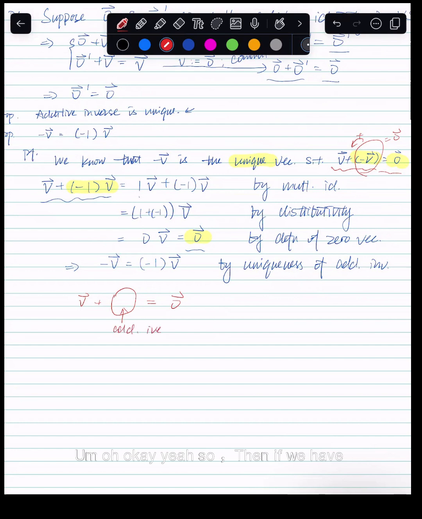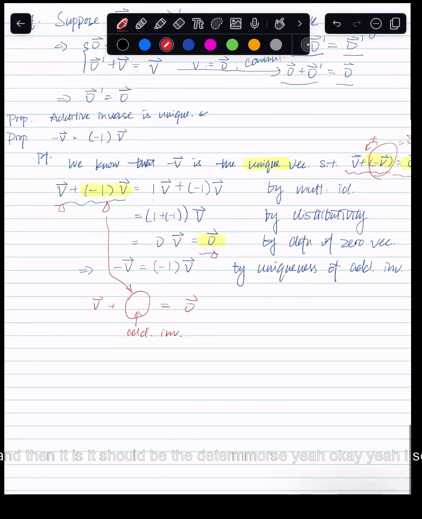So if we have proved that adding something else to v gives you the zero vector, then this something else fits inside this bubble, and it should be the additive inverse.